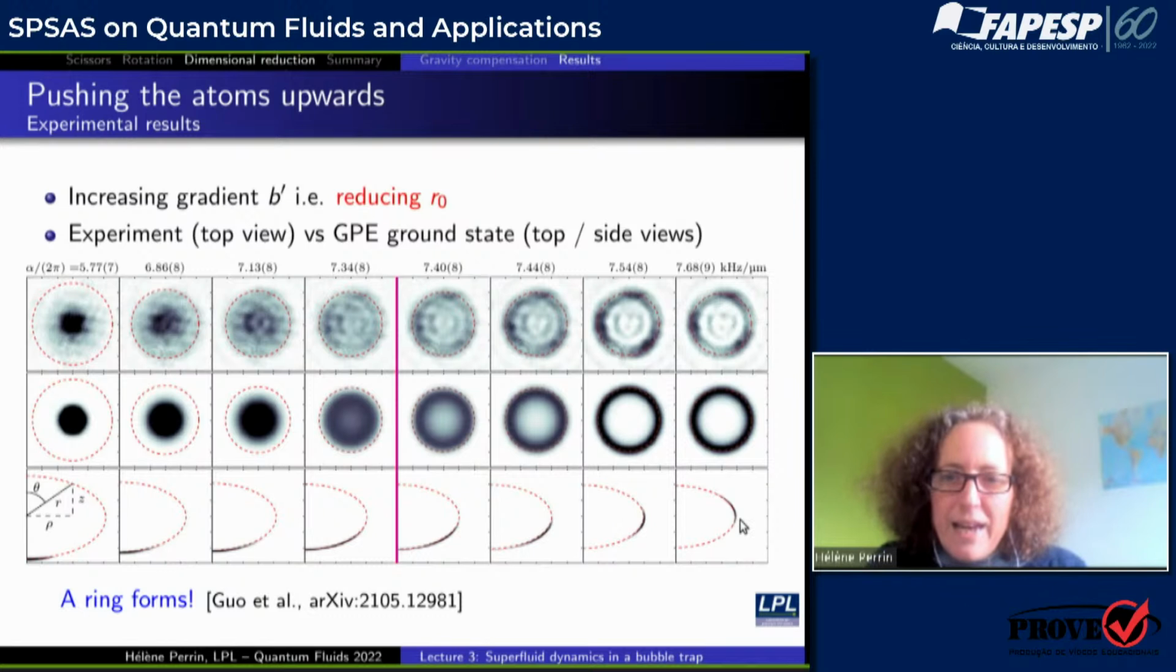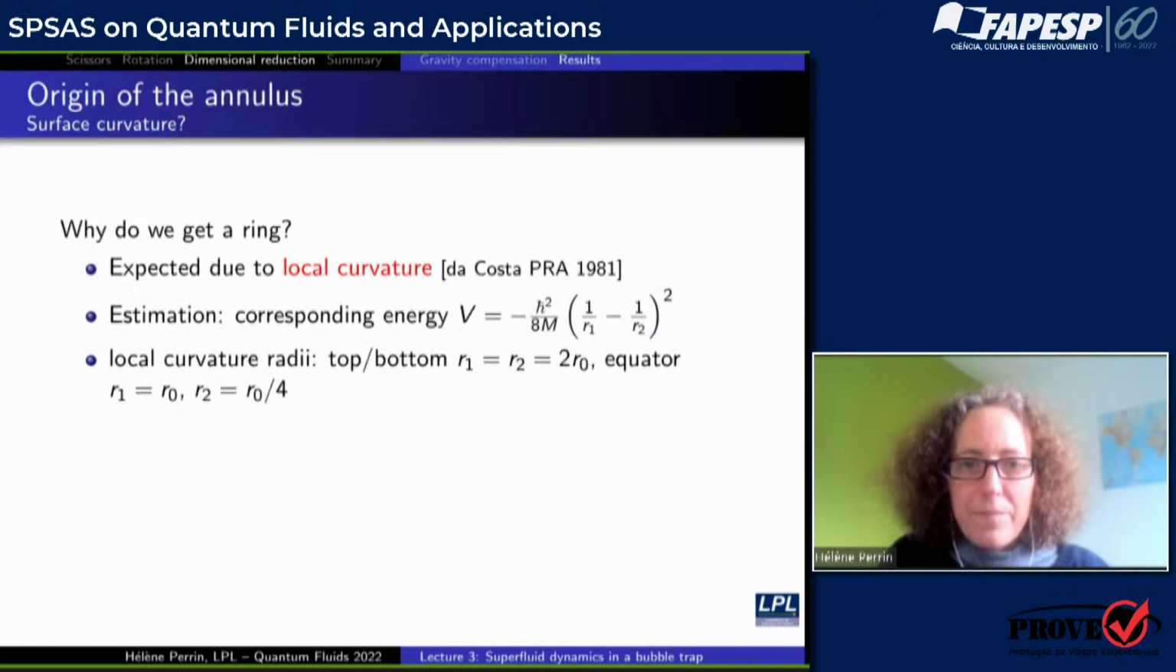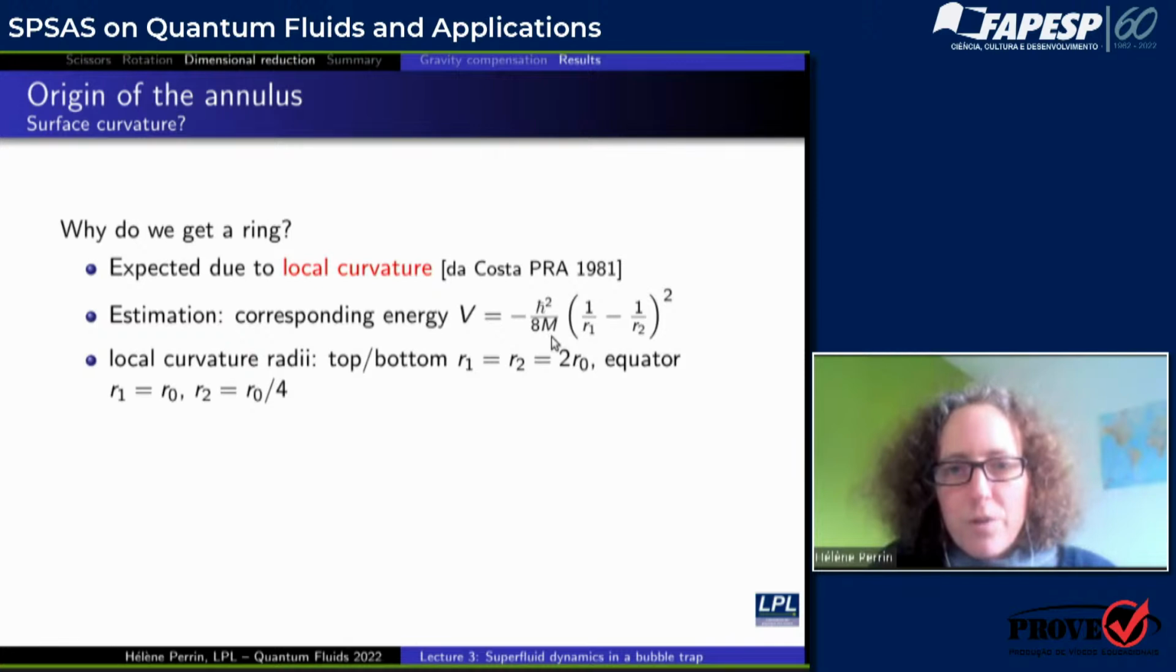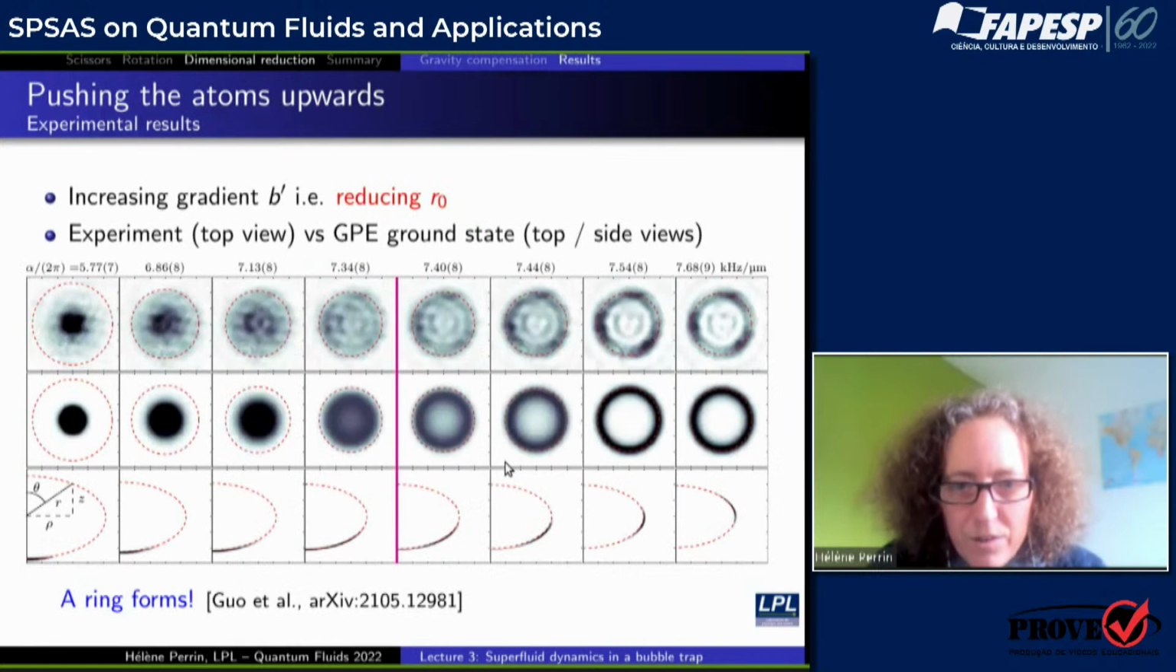Although here we have no energy difference between that point and here, and in principle we even overcompensate gravity, so the atoms should be pushed to the top. So what's happening? Probably there is another effect in the energy. There is not just the Rabi frequency and gravity. It could be an effect of the curvature, as I mentioned, because the curvature will contribute a little offset, a quantum effect, to the potential. For that, we have to compare the radius of curvature at the top and at the equator, because they are not the same.